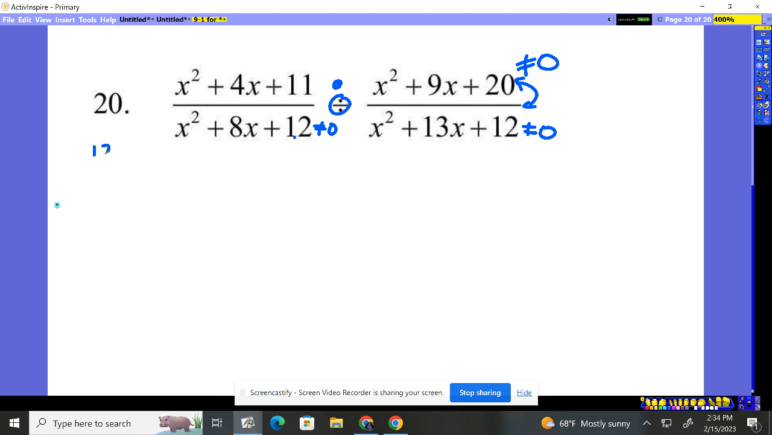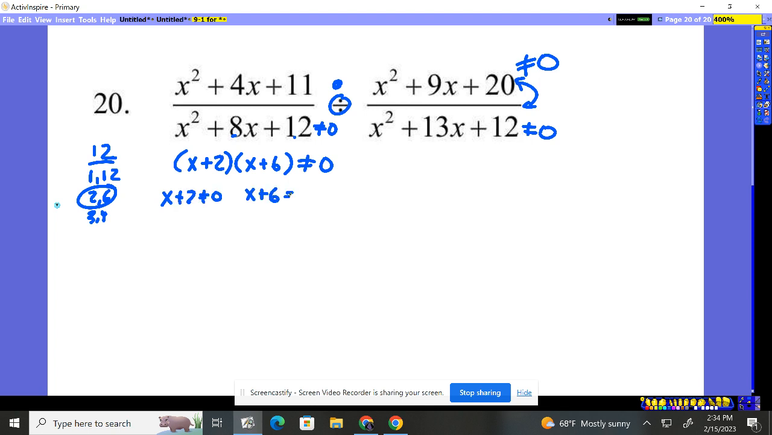12. What are the multiples of 12? 1 and 12, 2 and 6, 3 and 4. Which of those will add to give me Mr. 8? 2 and 6. So it breaks down to an x plus 2 times an x plus 6. They can't be a 0. Setting each piece, saying you can't be 0, nor can you be 0. Subtract 2, subtract 2. Negative 2 is going to be our first x that is not allowed. Subtract 6, subtract 6. Our next one that can't be allowed, negative 6.